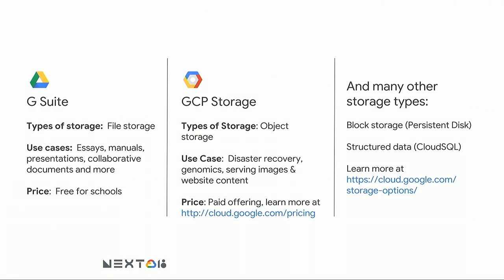The second bucket is around Google Cloud Platform and our storage classes. So that is more object storage. So think about disaster recovery, large sets of genomics data, etc. We also have other types of storage, such as block storage and structured data through Cloud SQL. And I put the link there because there are so many to list that I won't be able to go through them all. But if you want to check that out on the website, there's more details there.